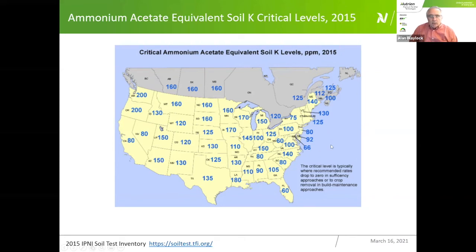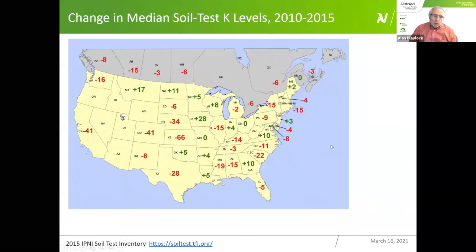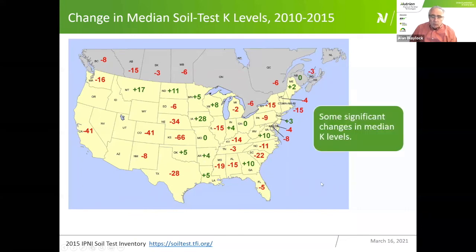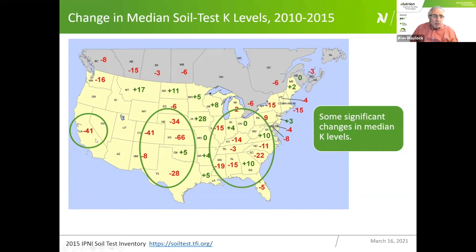So always interpret these in relation to the local cropping system, certainly the crop response itself, the species I'm growing, and local soil tests. So if we look at the change in potassium soil test levels, the median soil test K levels, we see some decline in the soil tests in the Great Plains, in some states at least. And down here in the South, several states, we see the decline. And there have been some significant changes in some areas. And I look out here in California, a decrease of 41 parts per million in the median soil test level.